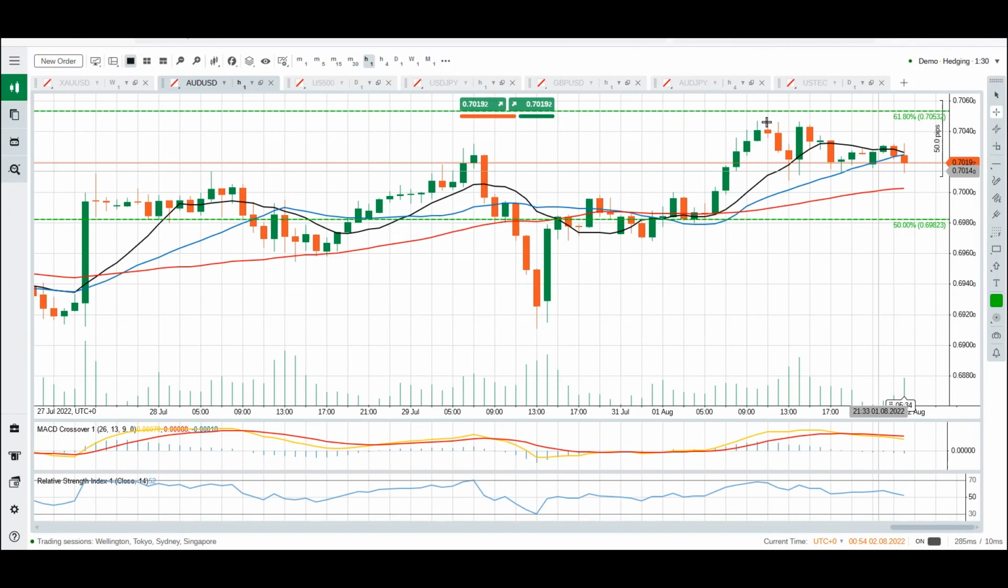What we can see is just sideways action, but I'd like to see some sort of a reaction, an established new downtrend on the lower time frame, and then I'll be looking for an entry and a continuation in the direction of the higher time frame.